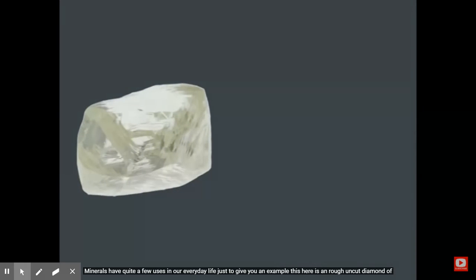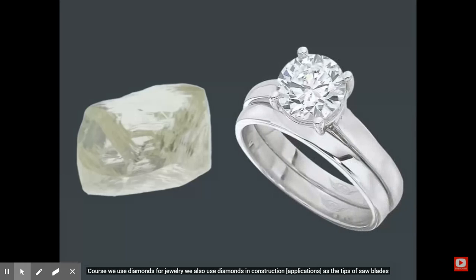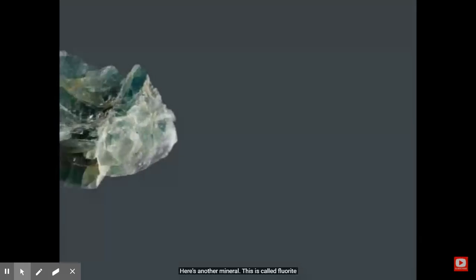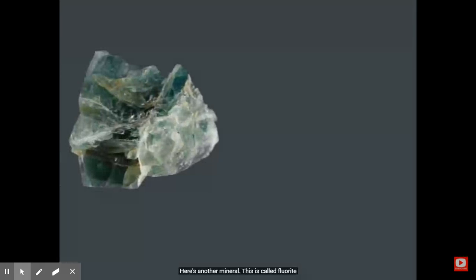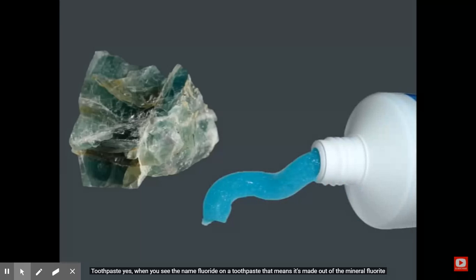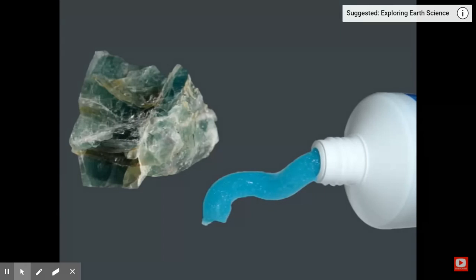Just to give you an example, this here is a rough uncut diamond. Of course, we use diamonds for jewelry. We also use diamonds in construction applications, as the tips of saw blades, and a variety of other industrial uses. Here's another mineral. This is called fluorite, most famous for its inclusion in toothpaste. Yes, when you see the name fluoride on a toothpaste, that means it's made out of the mineral fluorite.